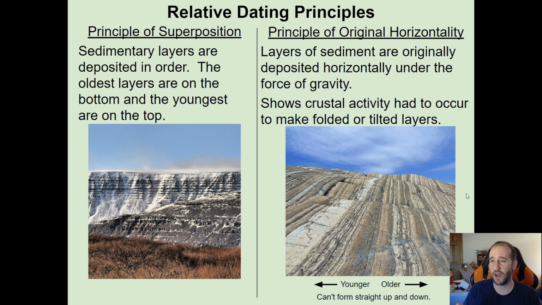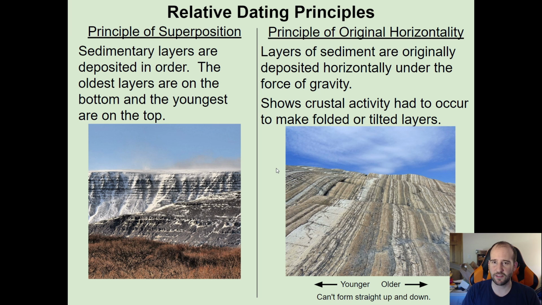Older layers don't have to be on the right and younger layers don't have to be on the left in this picture. It just happens that the youngest is over on this side and the older is over on that side. It was easy to tell with fossils. You can tell the older fossils are here, and more recent species of fossils are over here on the left side.